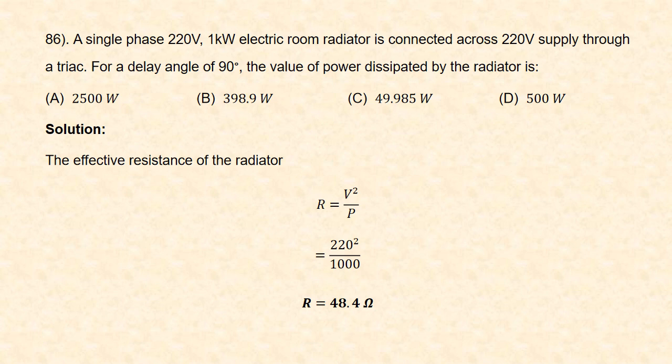first we have to find the effective resistance of the radiator, which is given by the formula R is equal to V square by P. Here V is the rated voltage, 220 volt, and 1 kW is the rated power of the electric room radiator. 1 kilowatt is nothing but 1000 watts. So substituting, we have the effective resistance as 48.4 ohms.